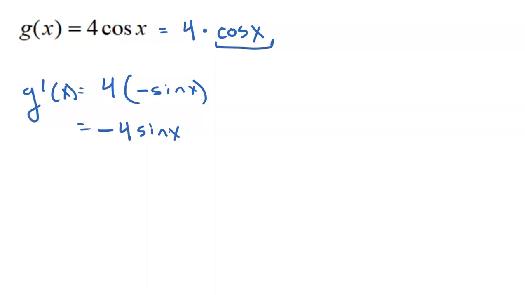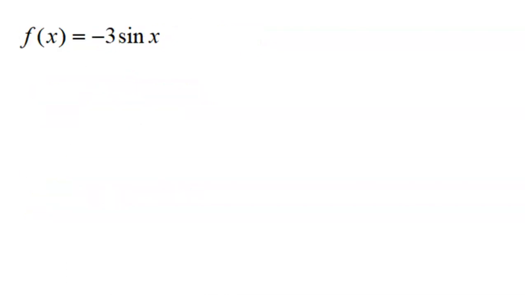There it is. So the 4 stayed out in front. It's a constant multiplier rule. Derivative of cosine is negative sine. 4 times that negative makes a negative 4. You're done. The derivative with respect to x of 4 cosine of x is negative 4 sine of x. Easy, easy, easy.